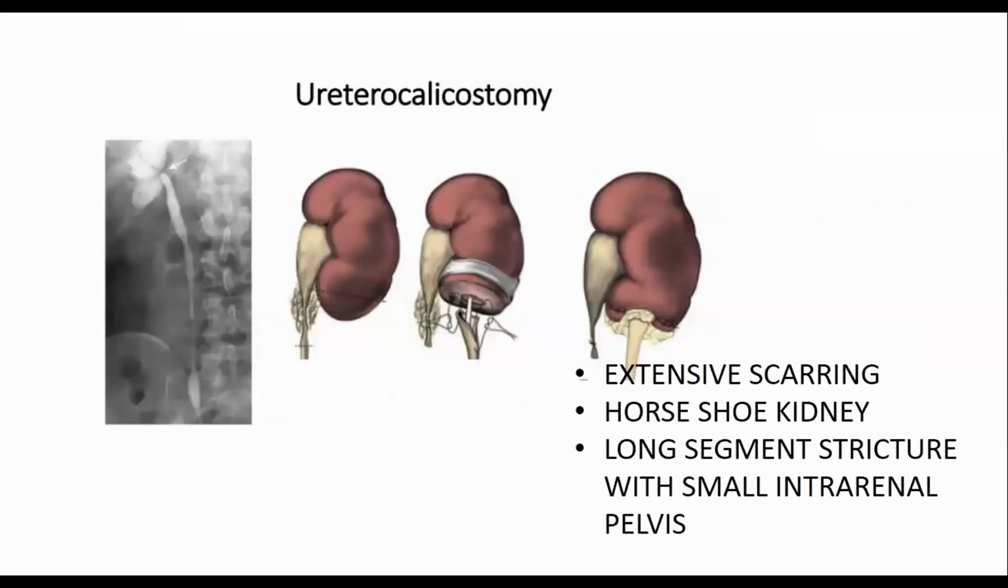Ureterocalicostomy is done in case of extensive scarring, horseshoe kidney, or long segment stricture with a small intrarenal pelvis. So as we can see, there is a lot of scarring here. The inferior aspect of the kidney, the lower calyx, is dissected out, the ureter is spatulated.